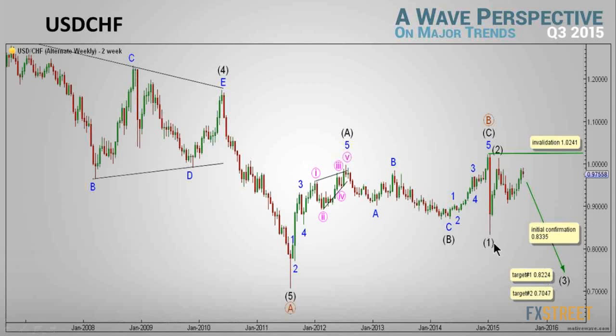as at that level with 3 black, we reach equality with wave 1 black. And if exceeded, then to the most common ratio for third waves near 0.7047, as at that level with 3 black, we reach 1.618 of wave 1 black. This count would be discarded and invalidated by a movement above 1.0241, as wave 2 black may not retrace more than 100% of wave 1 black. With that, we completed our five counts, and let's see if we have more time to cover USD Canadian dollar.